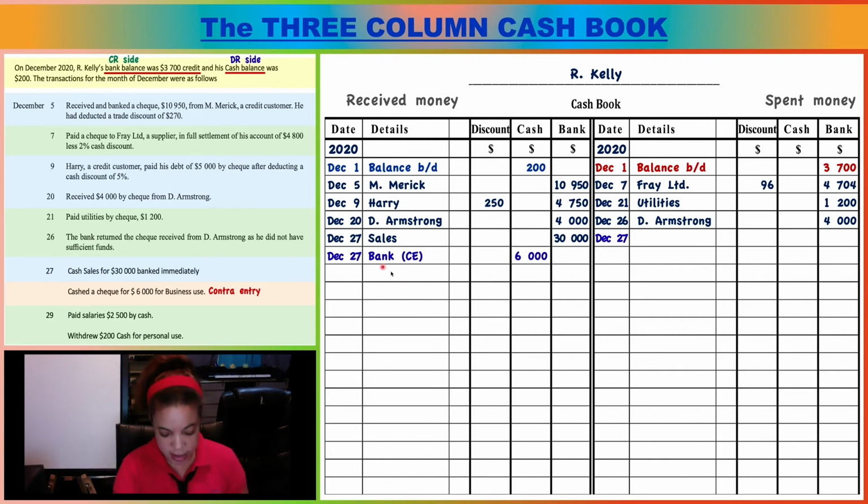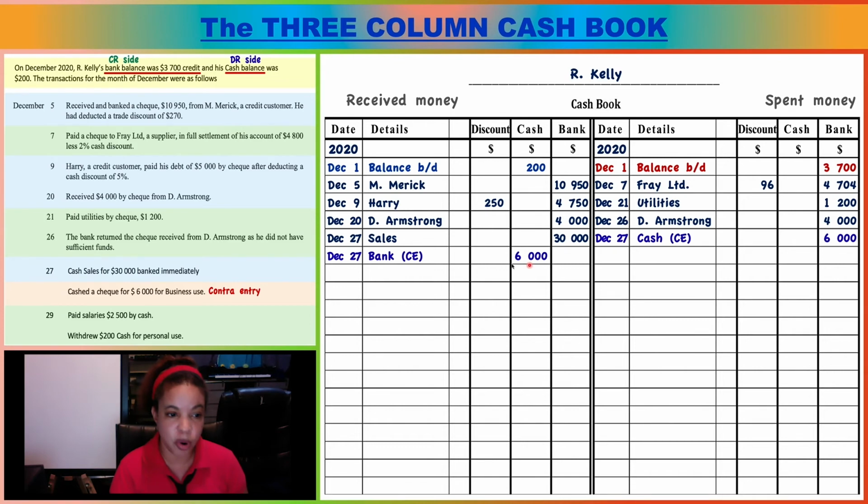If you have bank as your detail over here, then over there on the credit side, your detail would be cash, and the column, because you did take it out of the bank, decreased 6,000. Good. So you see that you decreased your bank account because you took out money, so your cash in hand increased. And that is how you do the contra.